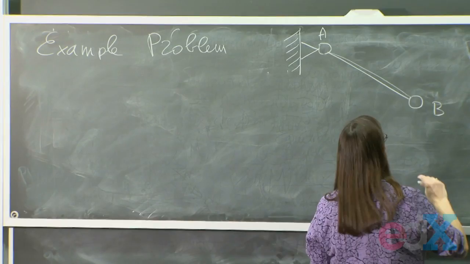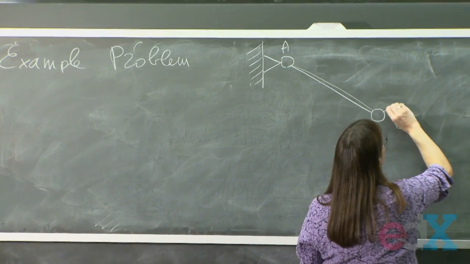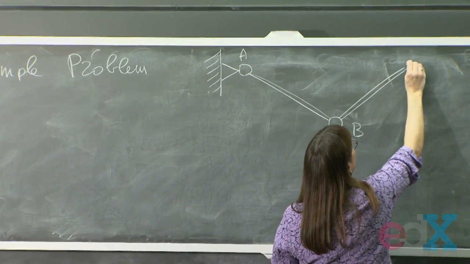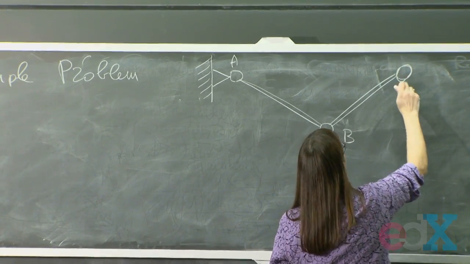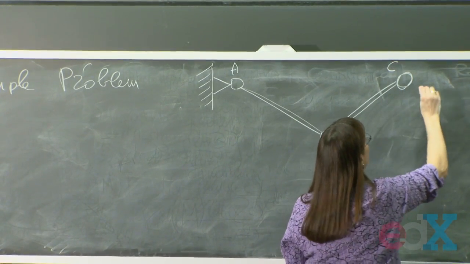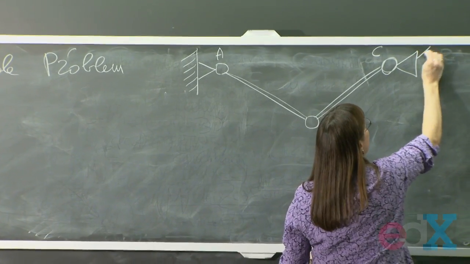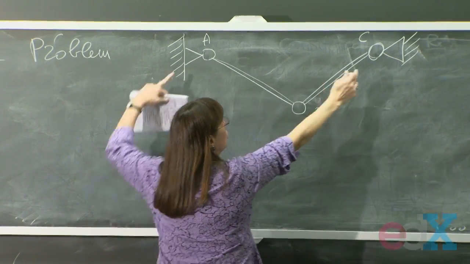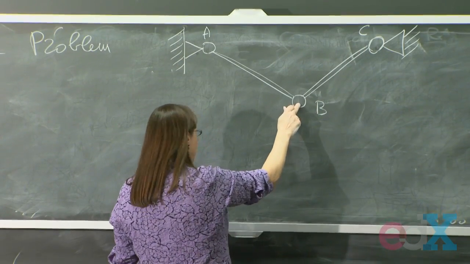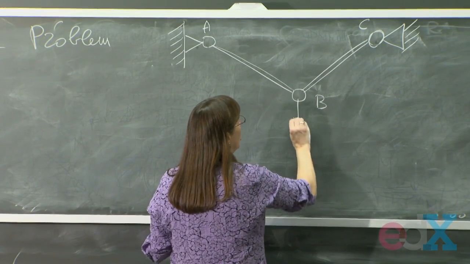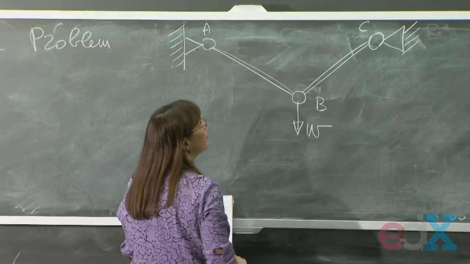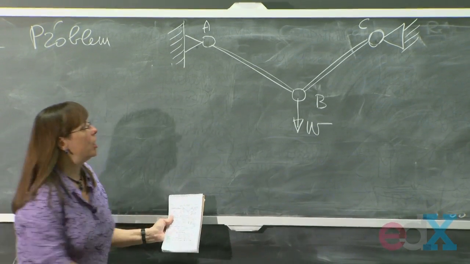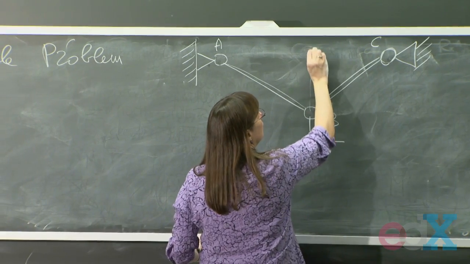And then there is going to be another bar that connects hinge B to another pin, C, which is stuck to the wall. So pin at C, pin at A, two hinges, and a joint at B. And at this joint at B, I'm going to apply a load W. And I'm going to give you the geometry of this truss.